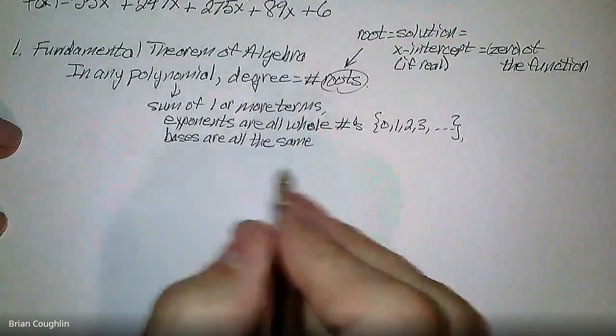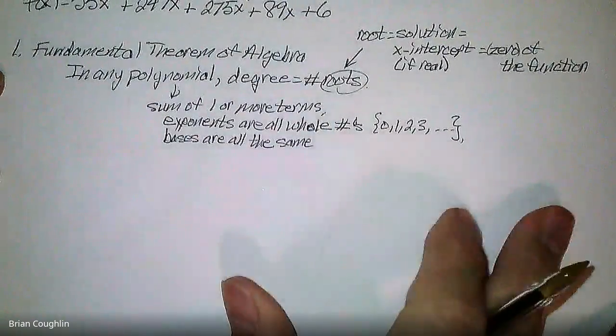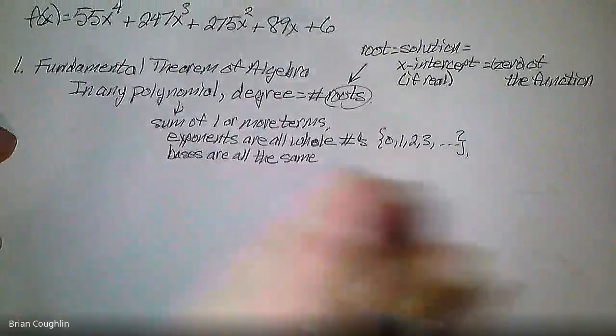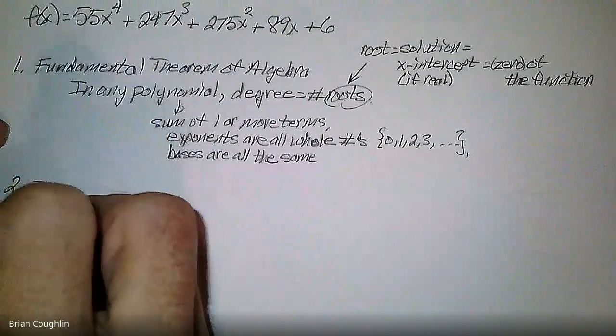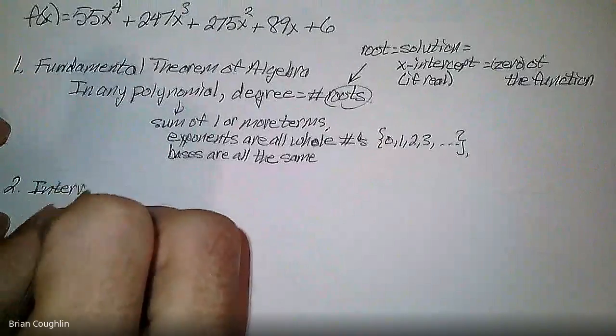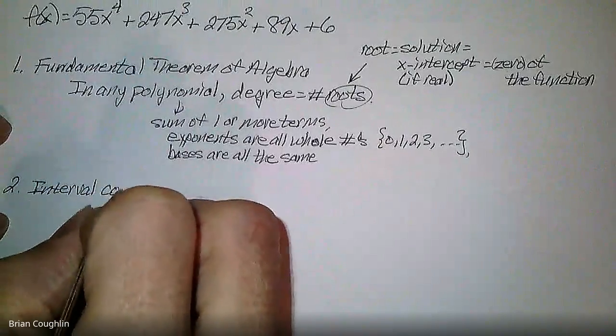So it's not going to help us find the actual numbers, but it'll help us know when to stop. Number 2, the interval containing the roots.